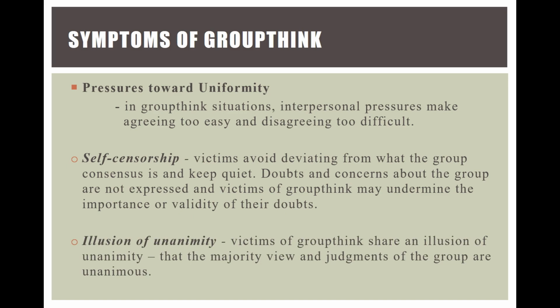Then the next indicator is illusion of unanimity. This is when victims of groupthink share an illusion that the majority view and judgment of the group are unanimous. This is where, in the decision making of a group, some may appear to be agreeing, but they actually dislike what is being decided. That is illusion of unanimity. And they just agree because that is what the majority chooses.